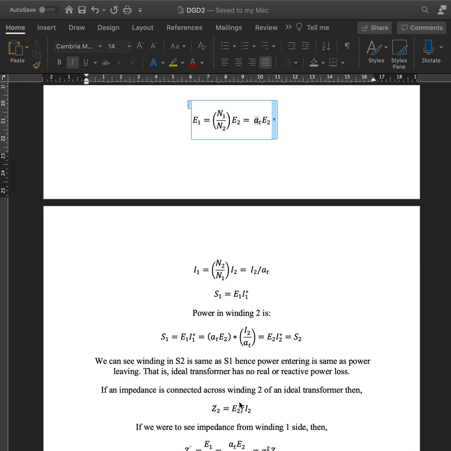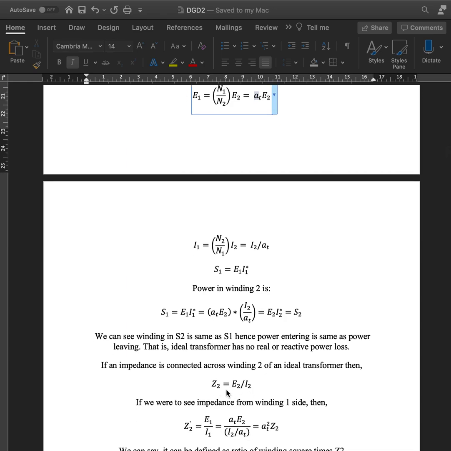Generally the impedance load is connected on the receiving side of the transformer most of the time, and hence the load is always on that side. So we always consider a load on the second side of the transformer, the receiving end of the transformer.